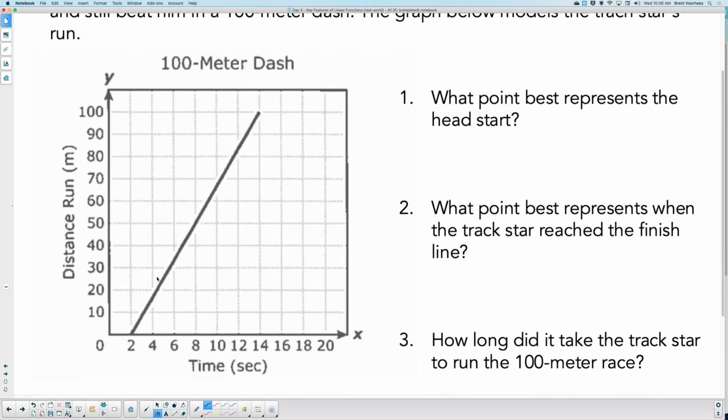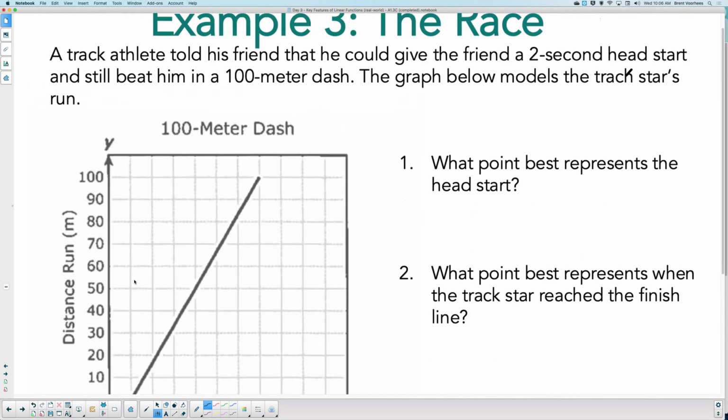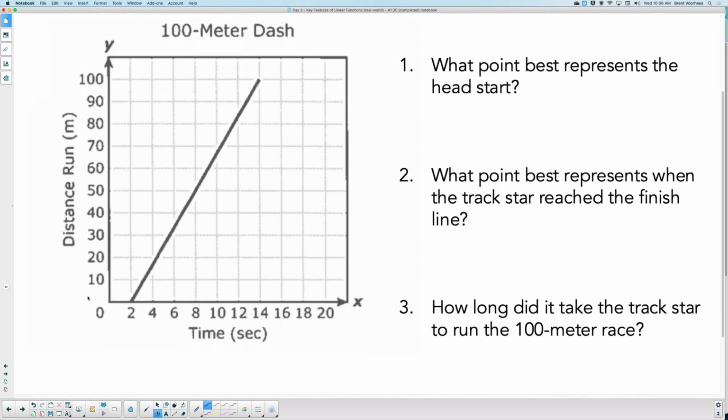Wait. What was the head start? Read up in the problem again. What was the head start? 2 seconds. Okay, so what point represents the head start? 2. What do you mean when you say 2? Use a vocabulary word. So 2's a number. 0's one way. And what's the other word for 0? X-intercept. Yeah. This point right here, the point that would best describe it is the x-intercept, or you could also call it the 0.